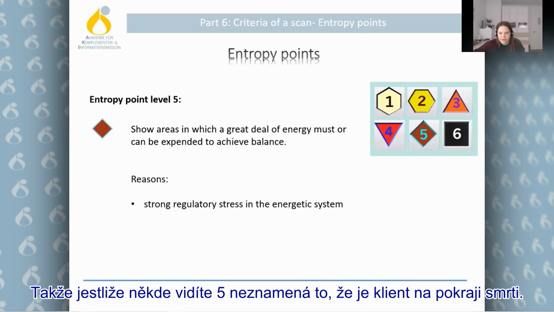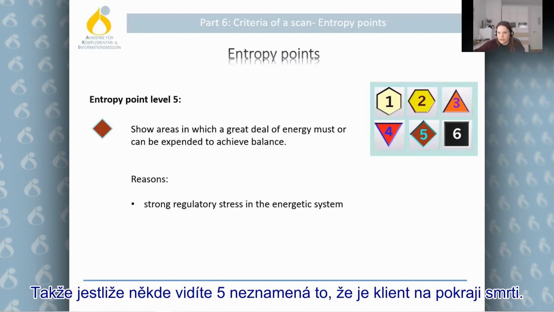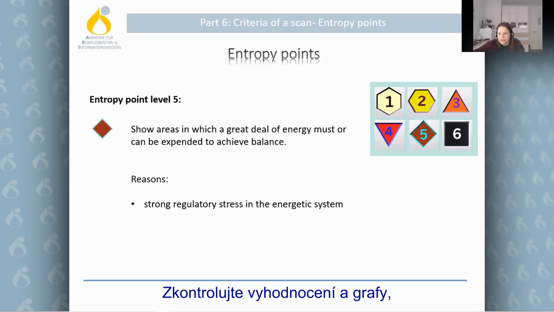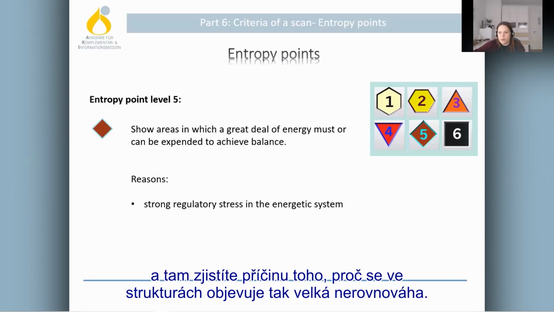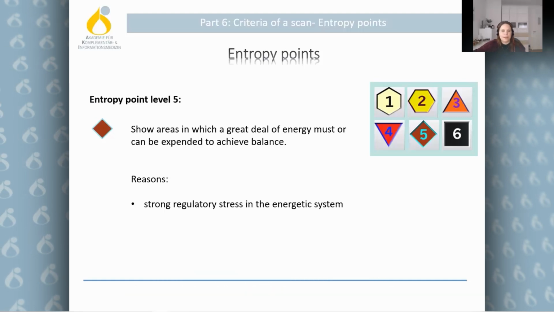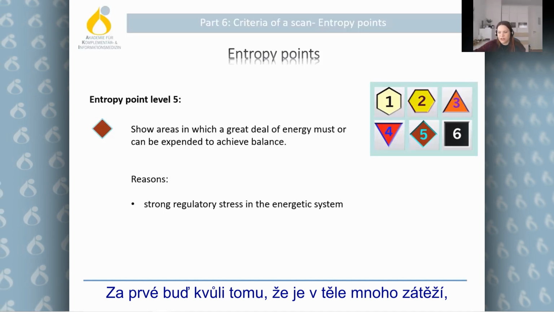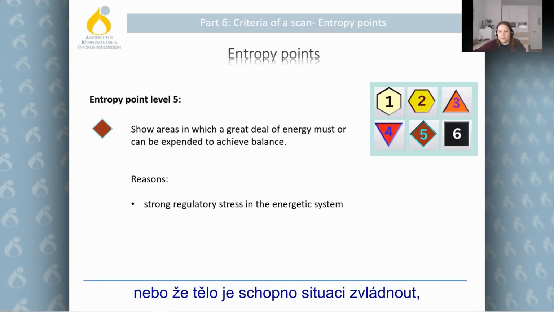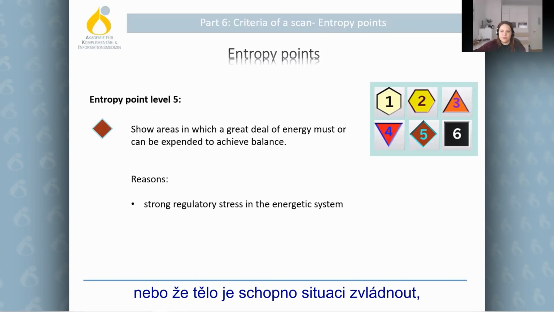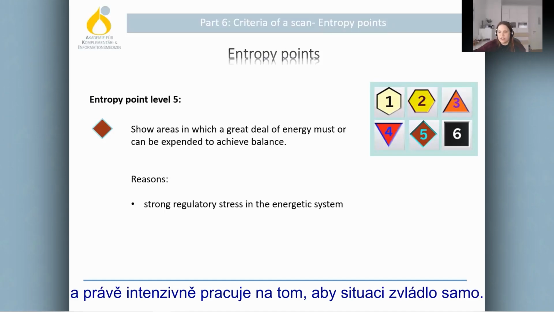So when you have a 5, it doesn't mean that the patient is completely ill and nearly going to die. So please check the evaluation first and the graphs so that you really know why this high level of energy is listed in the structure. On the one hand, because there's a lot of stress, or that the body is able to handle it and is just working at a really high level to fight against the stress, but can do it on its own.